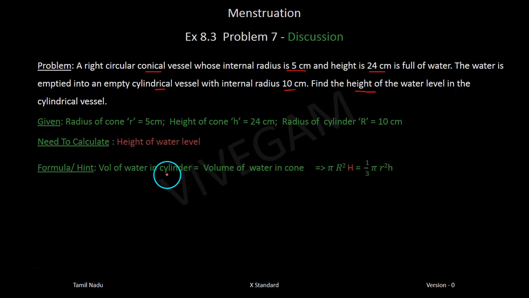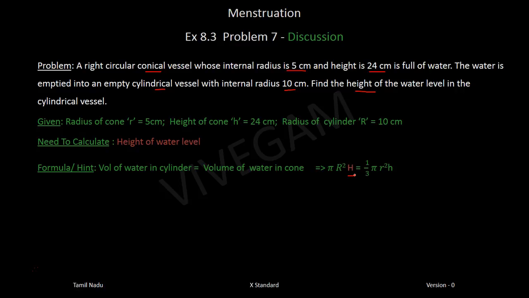So what is the volume of a cylinder? Pi capital R squared H. What's the volume of a cone? 1/3 pi small r squared small h. So these two are equal. And as you can see, the radius of the cone is given 5 cm, height of the cone is given 24 cm, radius of the cylinder capital R is given 10 cm. So only capital H is not known. So using this equation, we will be able to calculate the height of the water in the cylinder.